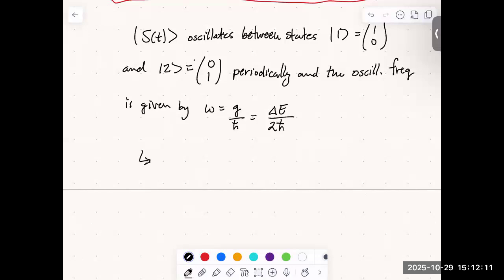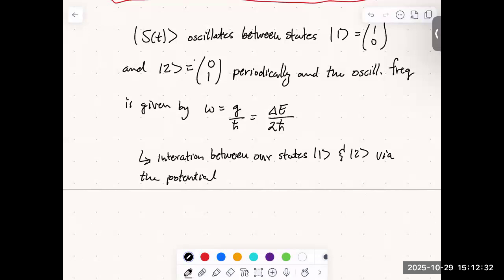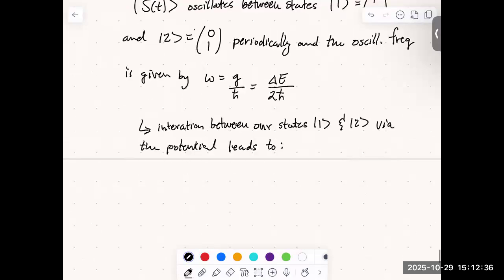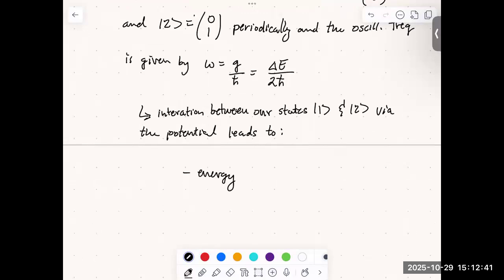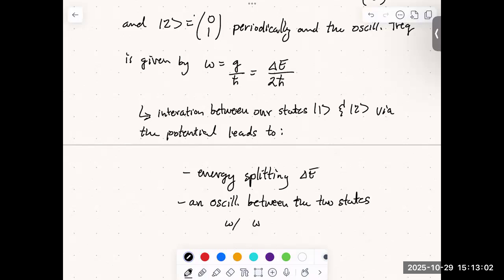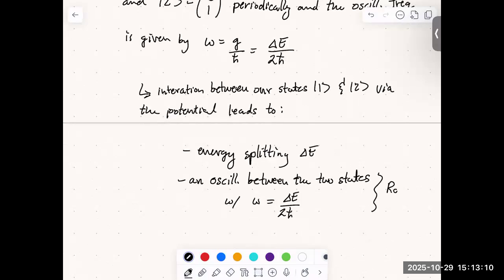So the takeaway is that the interaction between our states 1 and 2 via the potential leads to, okay, 1 is an energy splitting, and 2 is an oscillation between the 2 states with omega is 2 delta E over 2 H bar. These are called Rabi oscillations.